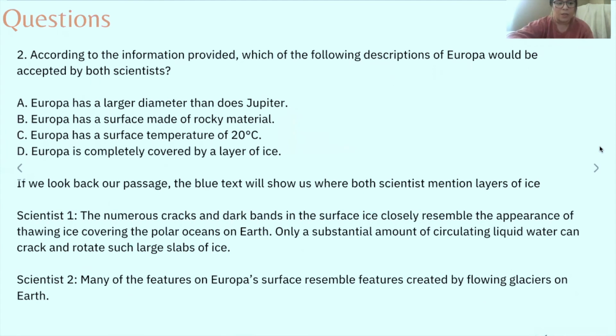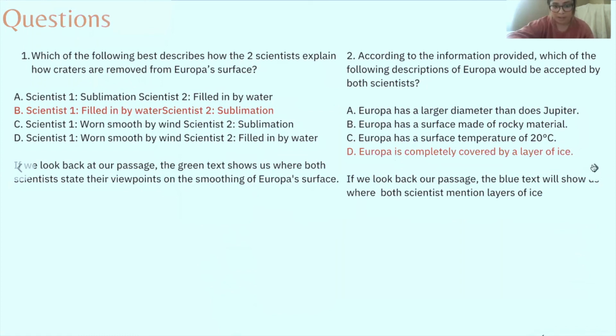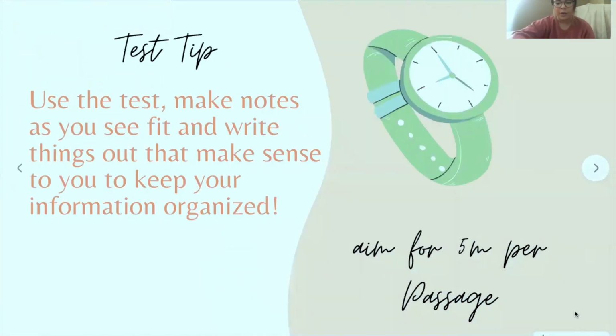Now moving on to question 2, we see, according to the information provided, which of the following descriptions of Europa would be accepted by both scientists? Again, if we look at the passage, this time in blue, we see that information. So here it is. Scientist 1 stated, the numerous cracks and dark bands in the surface ice closely resemble the appearance of thawing ice covering the polar oceans on Earth. Only a substantial amount of circulating liquid water can crack and rotate such large slabs of ice. Scientist 2 is telling us many of the features on Europa's surface resemble features created by flowing glaciers of ice. Therefore, our response to this question is going to be D. And again, both of these were found in the passage. These are very straightforward examples of something that we could see in conflicting viewpoints.